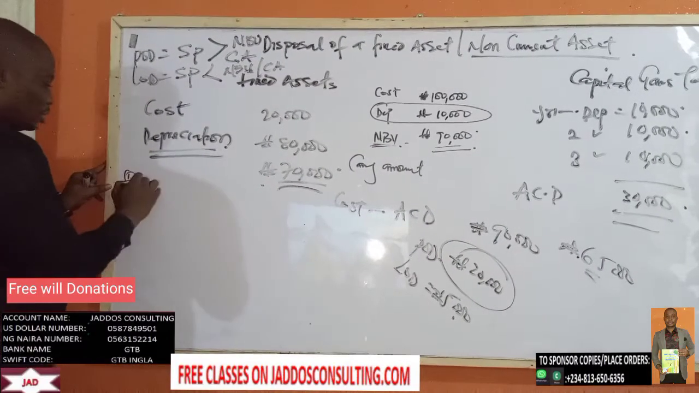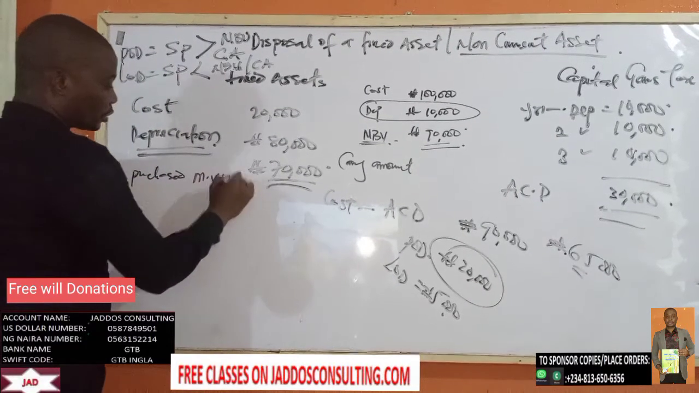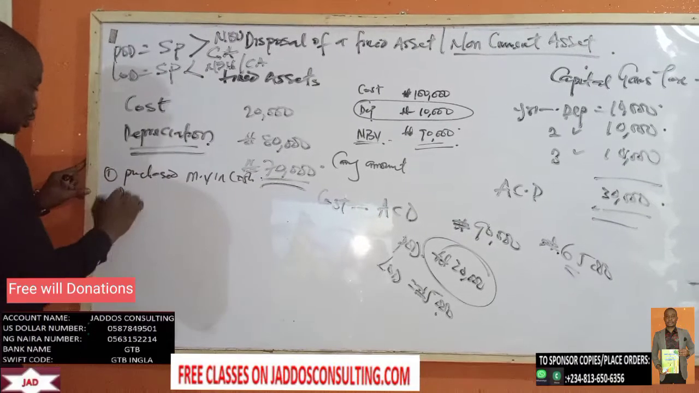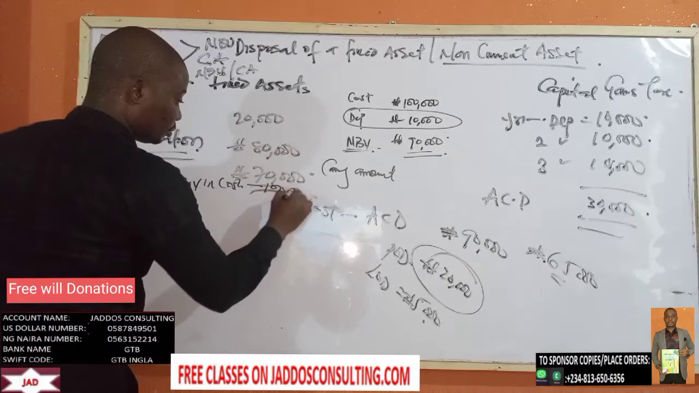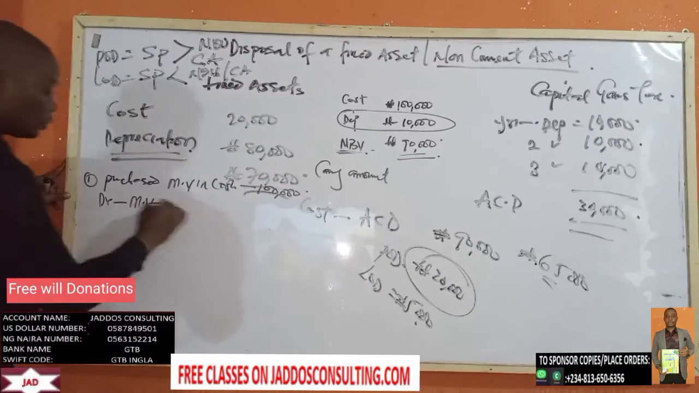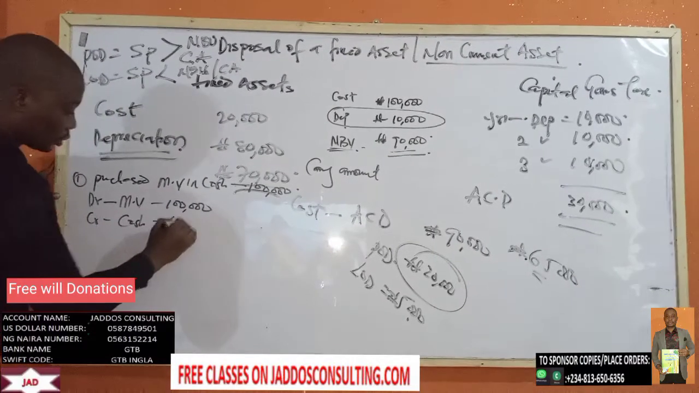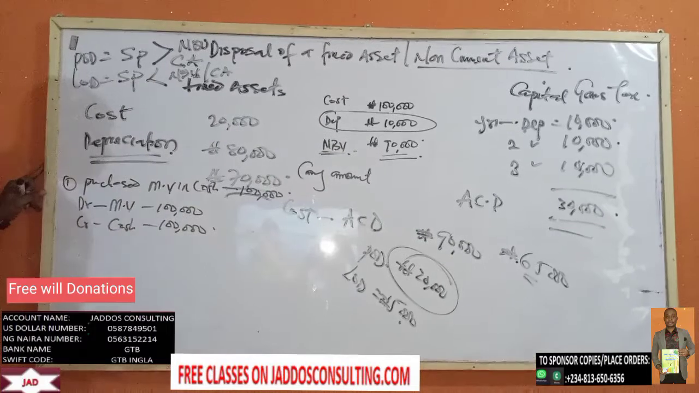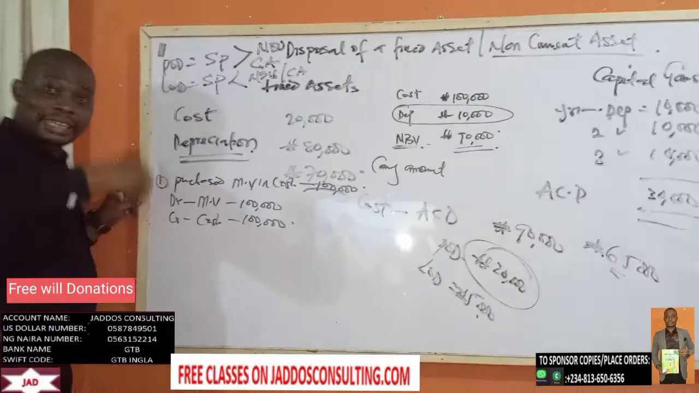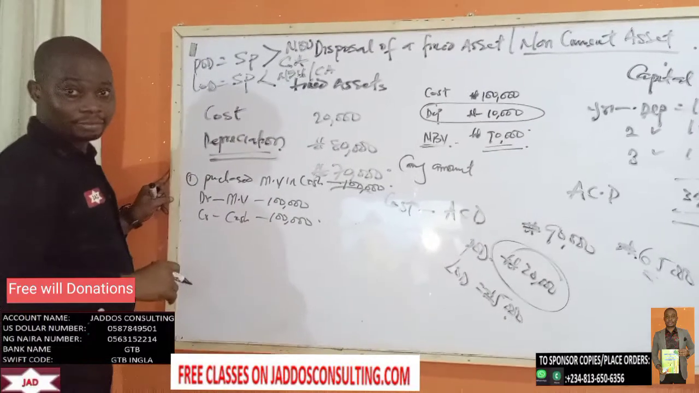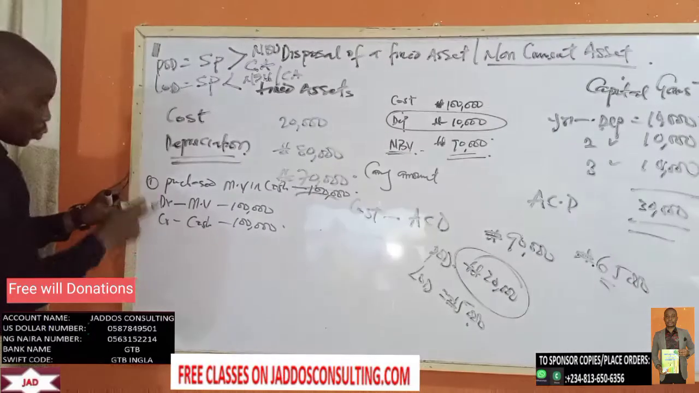So here, first one, we purchased a motor vehicle in cash. So we're debiting motor vehicle, right? Let's say 100,000. We debit motor vehicle with 100,000. We credit cash or bank with 100,000. Now, for the year, we are charging depreciation. So let's say 10,000 naira.